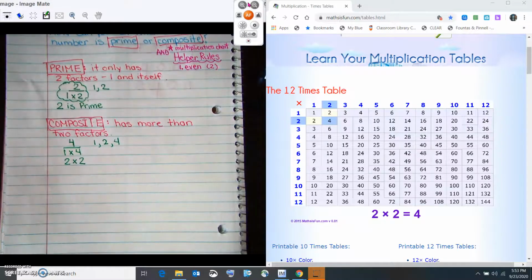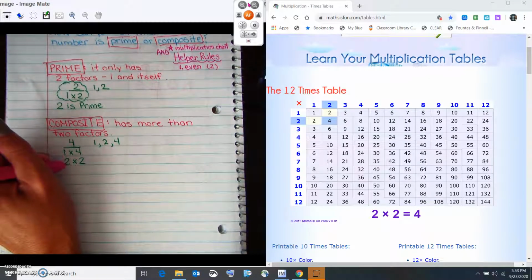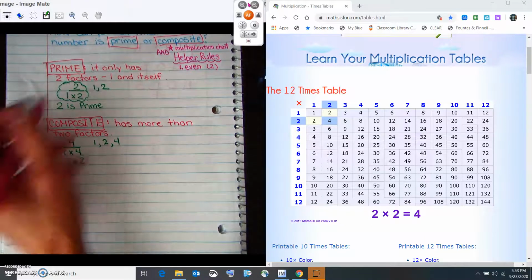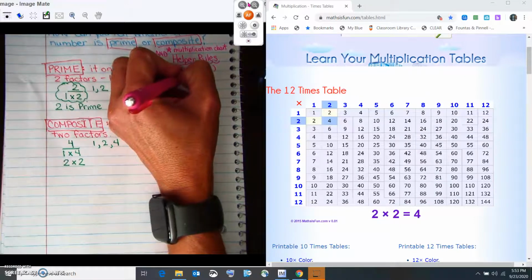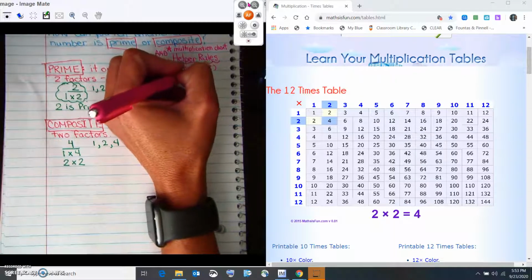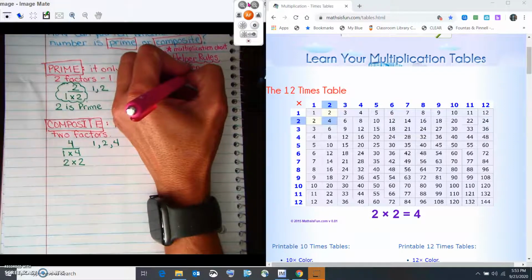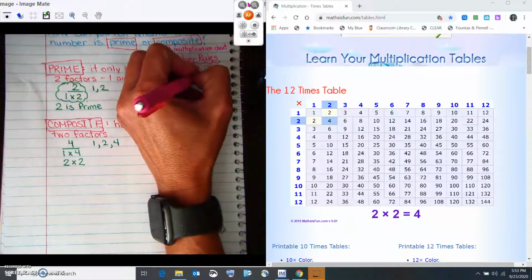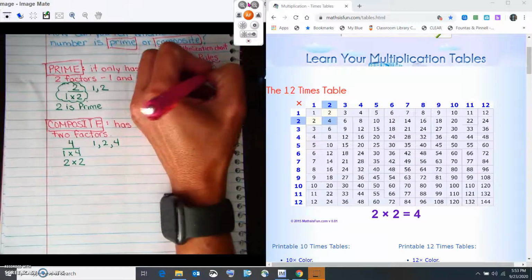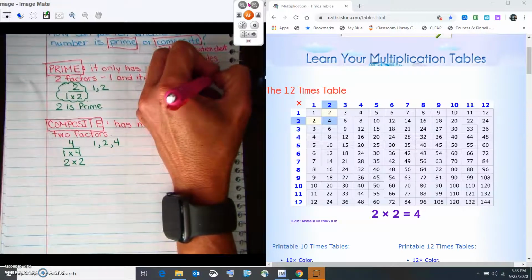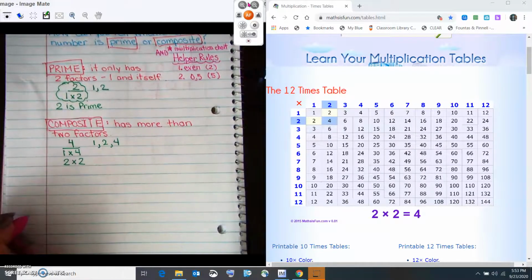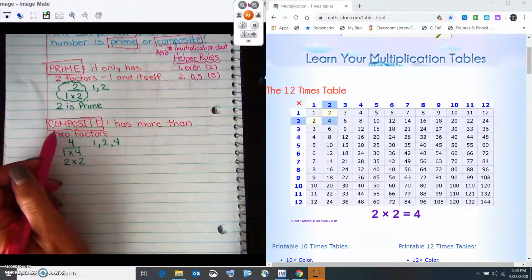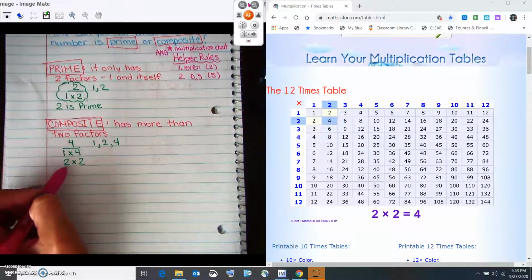Any other even number is always going to be composite because it's always going to be able to be multiplied by 2 to get that answer. The next rule is that if the ones digit is a 0 or a 5, it's always going to be able to be divided by 5. So that means you know it's going to be composite because it's always going to be able to be times 5, and you're going to be able to get that answer.